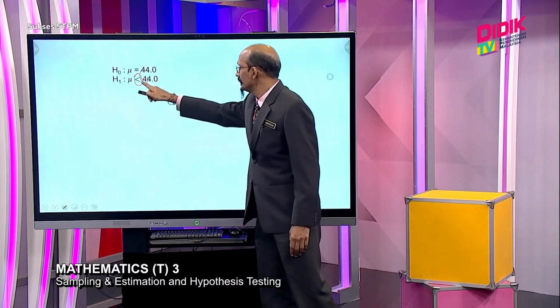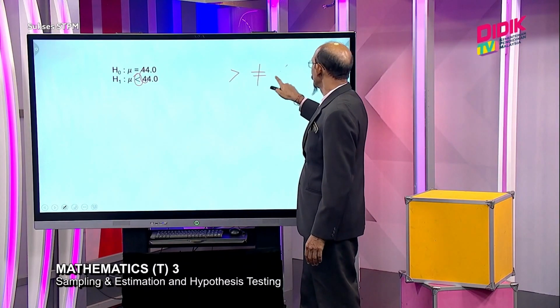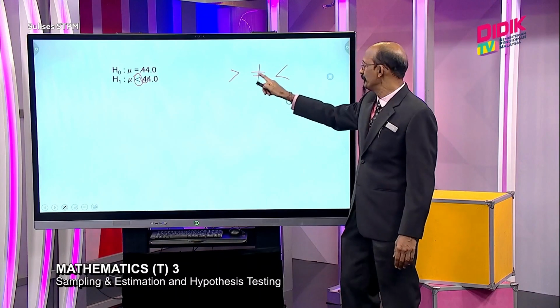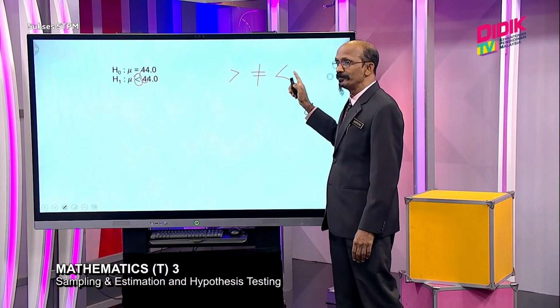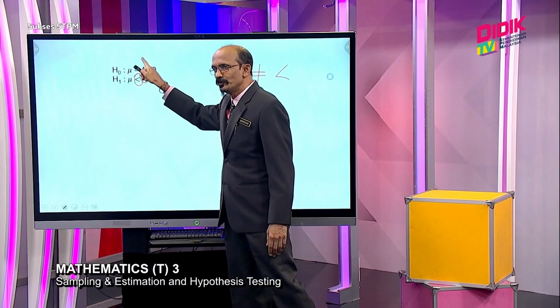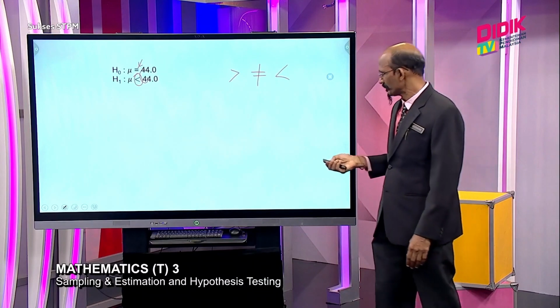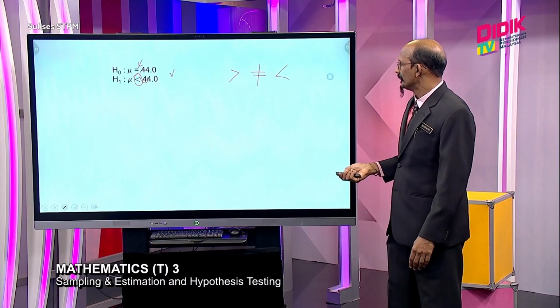Because if your sign is, you've got 3 possibilities: either greater than, not equal to, or less than. Okay, a different symbol will come out for different tests. But for your H0, you can use the equal sign. It doesn't matter, always the equal sign. Easier. Okay, so the first step, you get 1 mark.